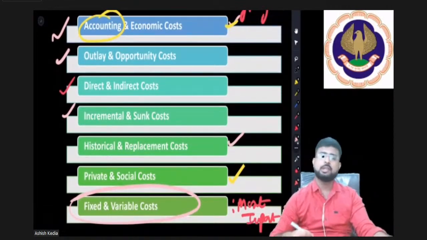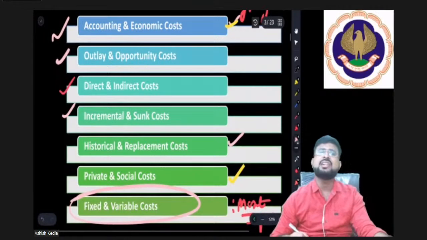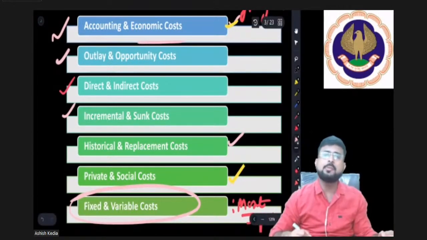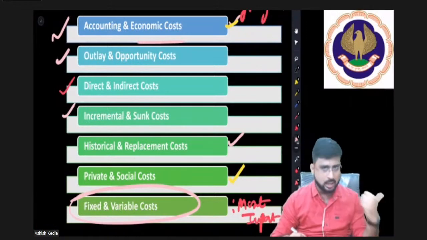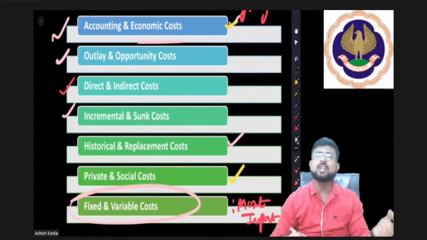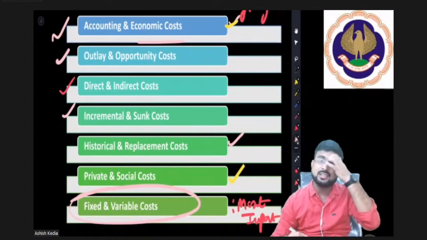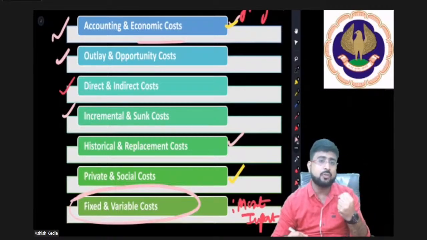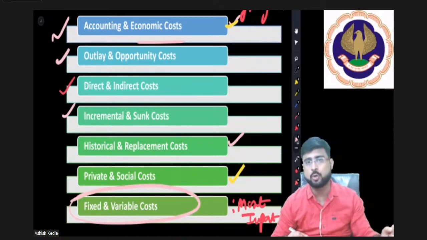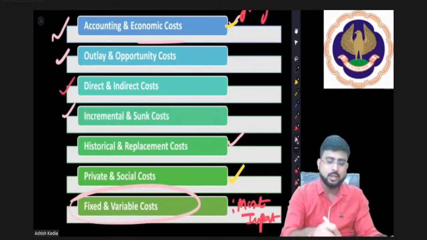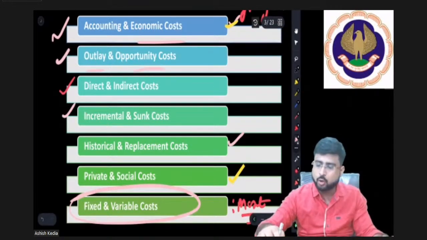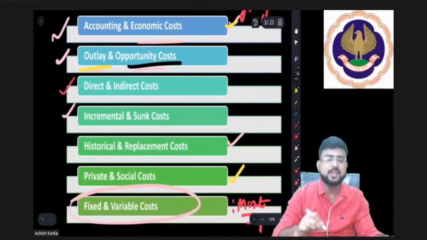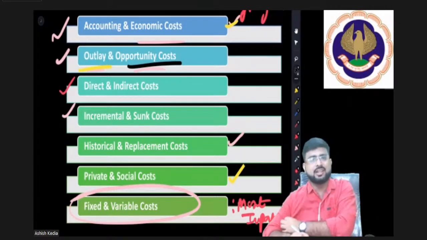My dear friends, when you talk about accounting cost, it is the cost that is recorded in books of account. When you talk about economic cost, it includes two things: accounting cost, that is explicit cost, plus implicit cost, that is the imputed or estimated value of inputs owned by the firm and used in its own production units. Next, outlay and opportunity. Outlay costs are the costs which result in actual outflow. Opportunity cost is the cost of the next best alternative sacrificed.